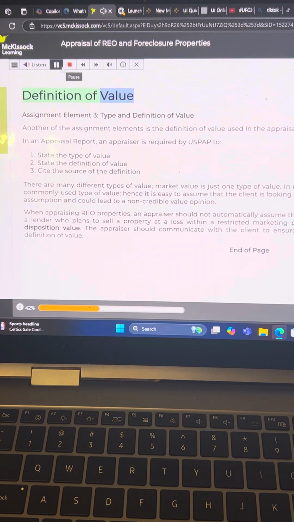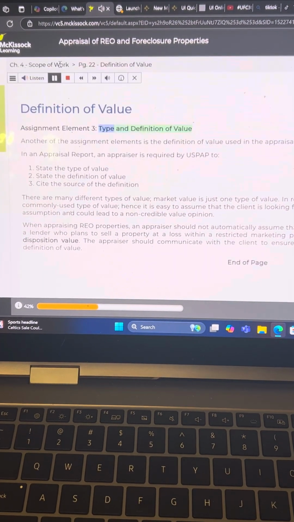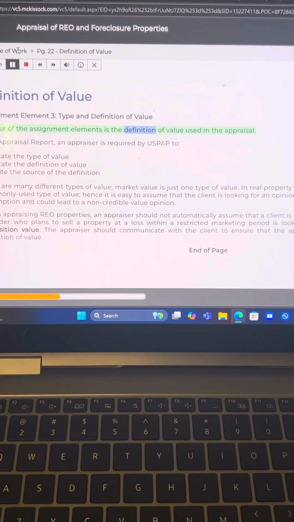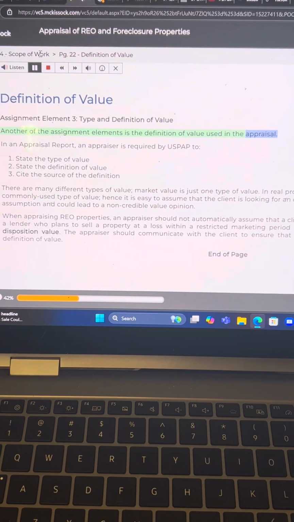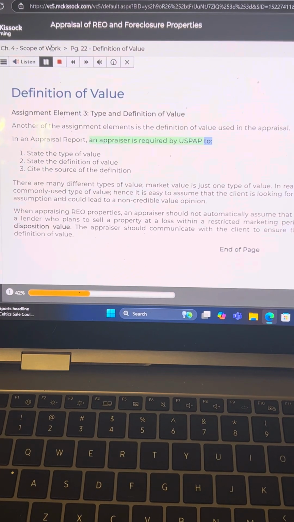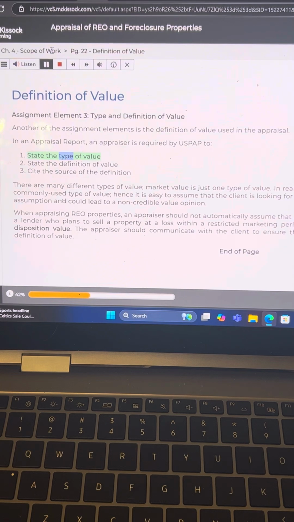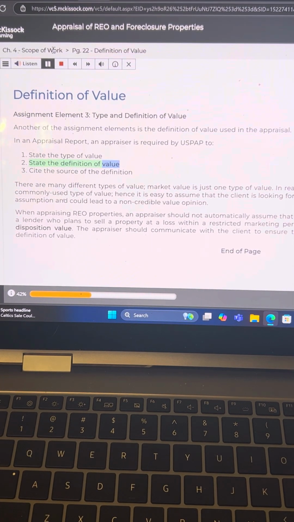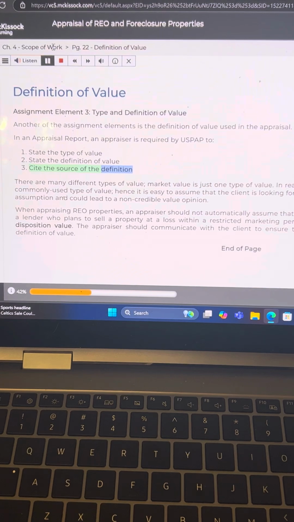Definition of value. Assignment Element 3. Type and definition of value. Another of the assignment elements is the definition of value used in the appraisal. In an appraisal report, an appraiser is required by USPAP to 1. State the type of value. 2. State the definition of value. 3. Cite the source of the definition.